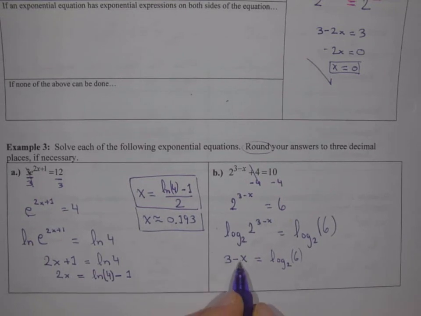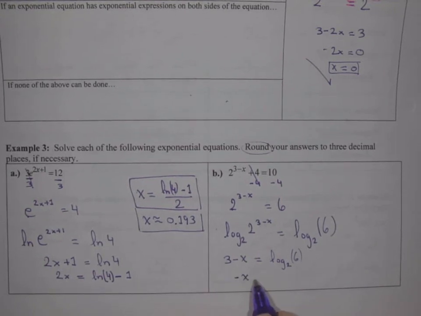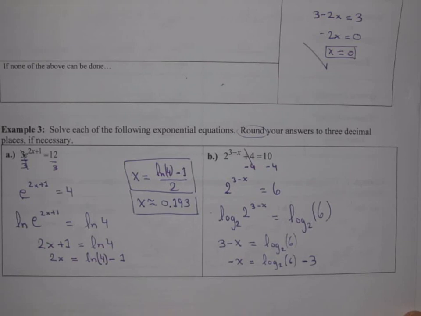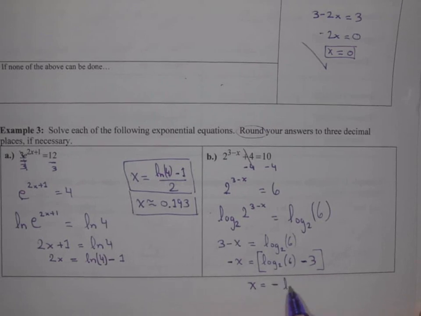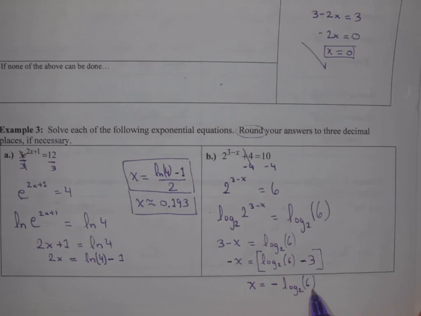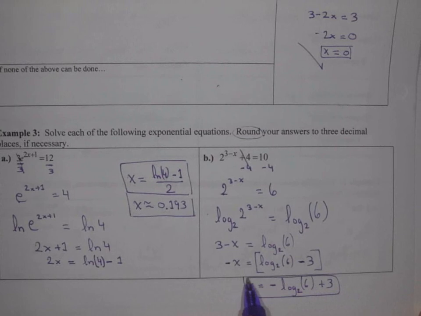And to get x by itself now, we're going to subtract 3. And I put that in parentheses to really identify that my minus 3 is not part of my argument. And then I still have a negative here, so I need to divide by a negative 1 everywhere. So x is equal to negative. And when you divide that whole thing here by negative 1, that becomes negative, and that changes to a plus, right? So we have minus log base 2 of 6, and then plus 3. That will be my answer, my exact answer for the x.